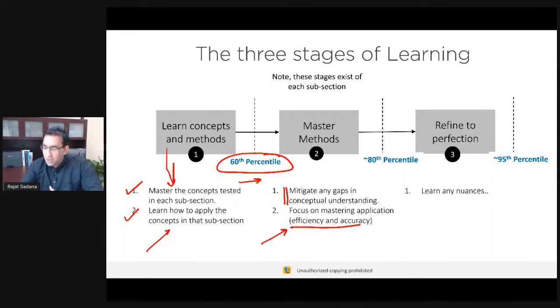All right. Once you've mastered the methods, you start to hit that 80th percentile, so 75th to 80th percentile, and then when you get to refine to perfection, that's when you start to hit that 95th percentile, so 90th to 95th. So it's really important to know which stage you are in so that you can study accordingly. If you don't study accordingly, you basically don't improve, and that's when you hit that score plateau.